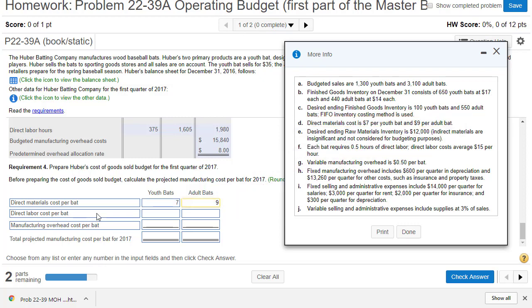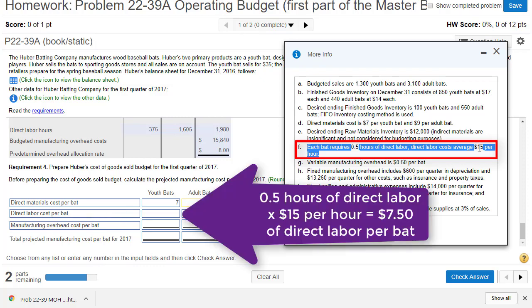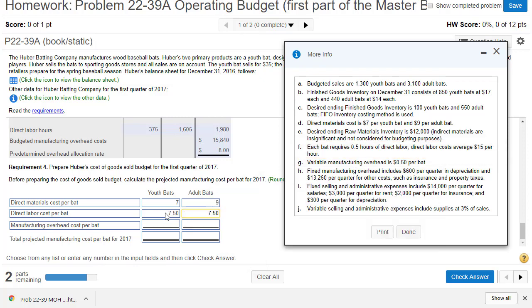Next comes the direct labor cost per bat. So that information is right here. Each bat requires a half an hour of direct labor, 0.5, and direct labor costs average $15 per hour. So for one bat, it's going to take us a half an hour at $15 per hour. So $15 per hour times a half gives us $7.50 of direct labor cost per bat.